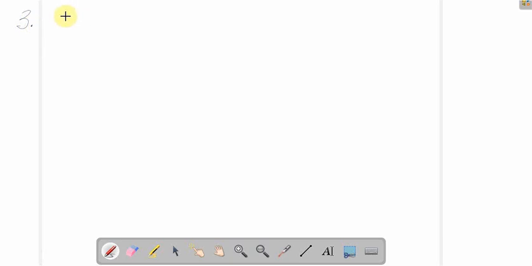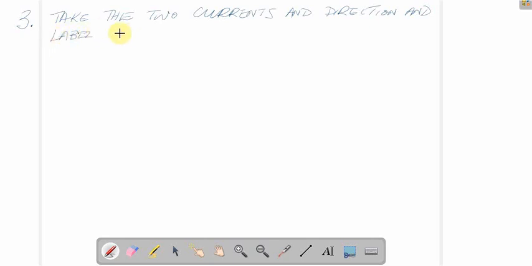Step number 3, what we're going to do is look at each individual current supplied by VS1 and VS2. If you noticed, the two currents are going in the same direction. And that's important. If they're going in the same direction, they will sum together. So we're going to take the two currents and the direction and basically label them in our diagram just to make sure we fully understand what's happening in the circuit.